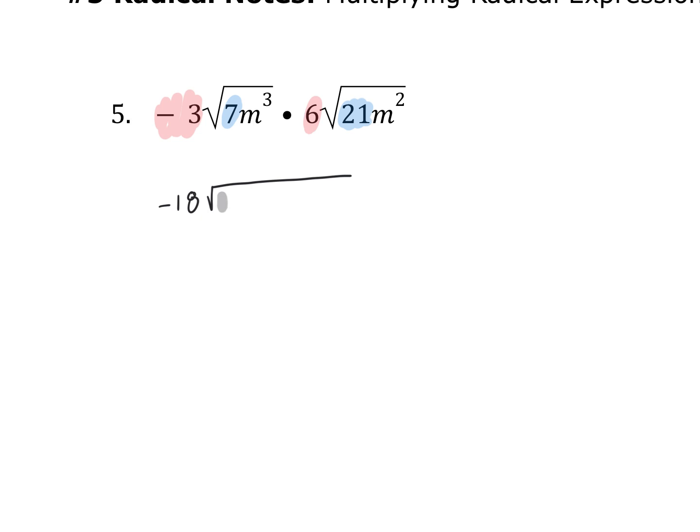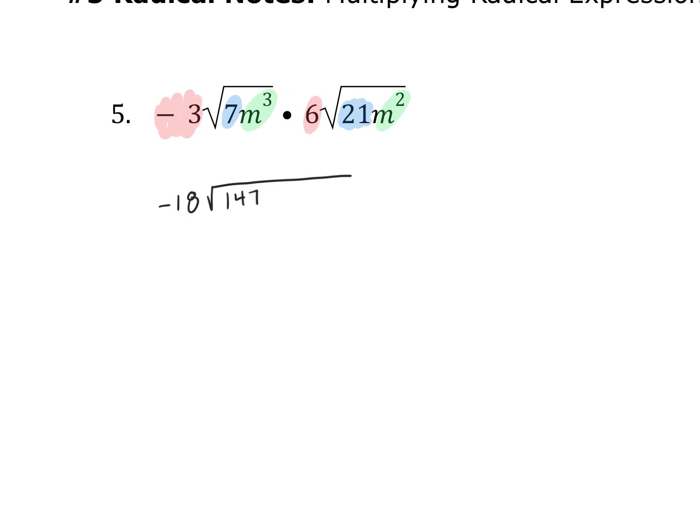So my number under there is going to be 147. And then I look at my variables. I have m to the 3rd and m to the 2nd. I actually add those. When I'm multiplying, we're actually adding the exponents.